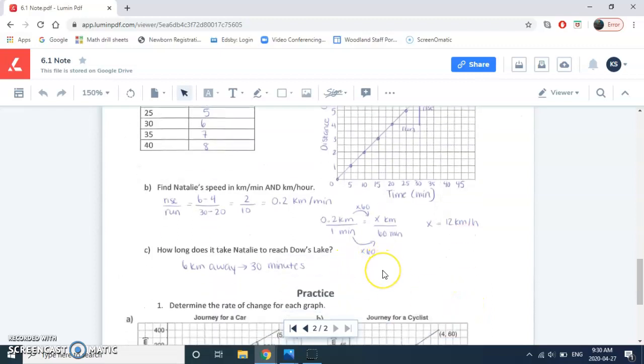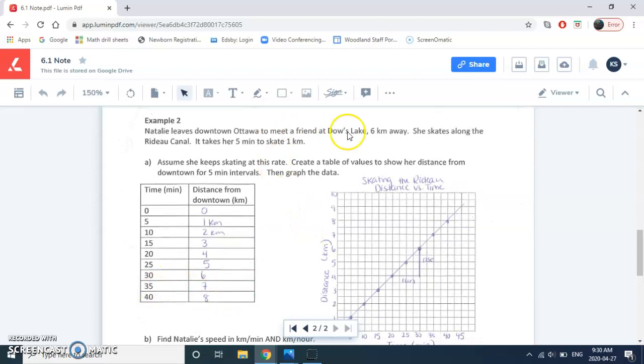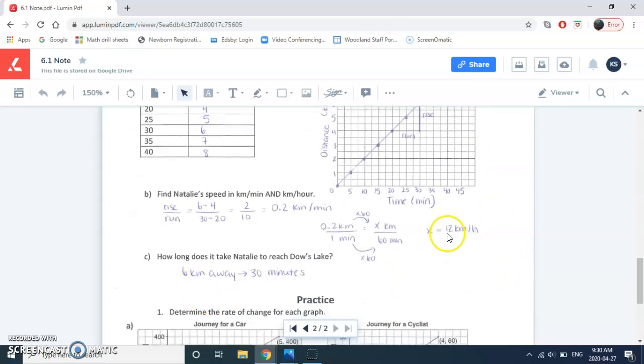How long does it take Natalie to reach Doe's Lake? It is 6 kilometers away. So we see, which is 6 kilometers away right there in our question. We would use that information to find out how long it takes her to get there. Well, if she's traveling at 12 kilometers per hour, how long would it take her to do 6 kilometers?